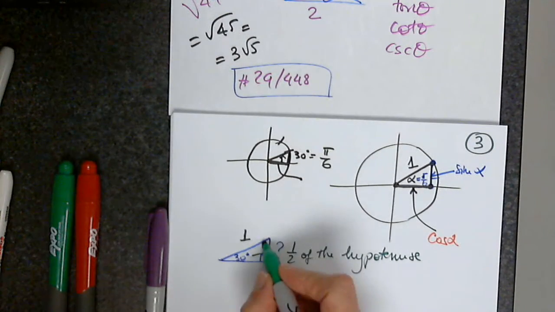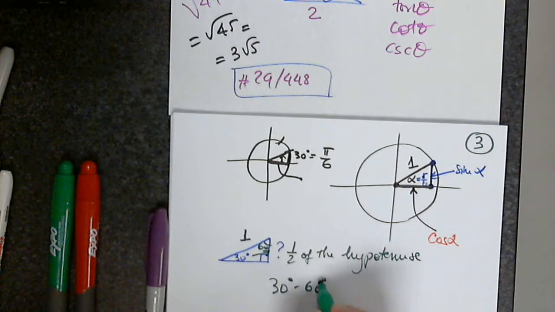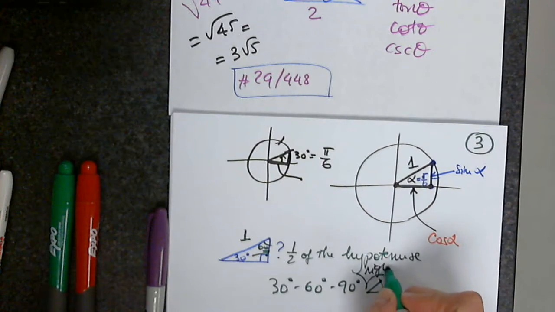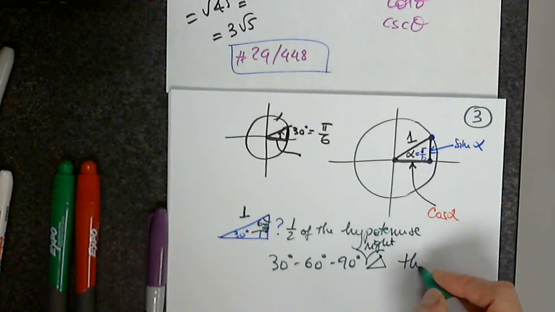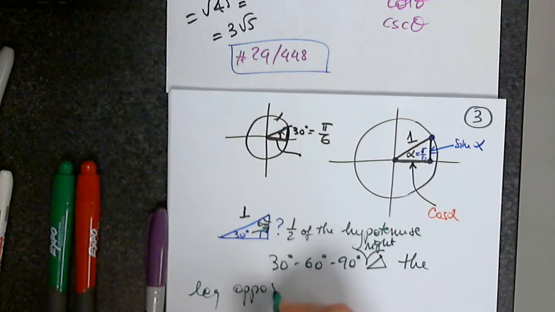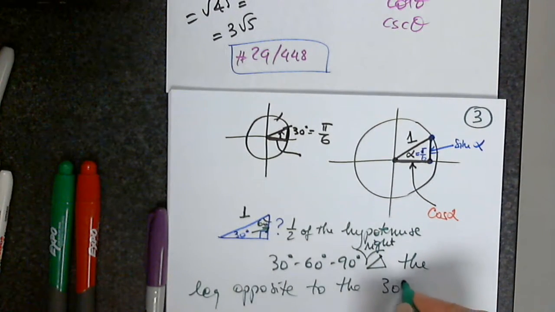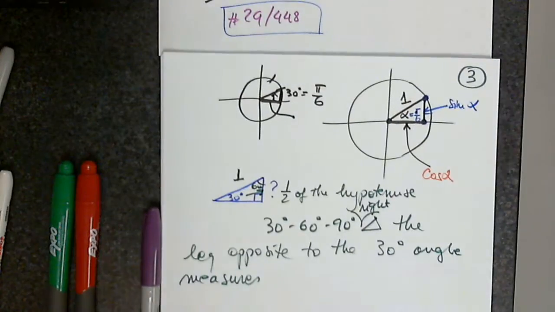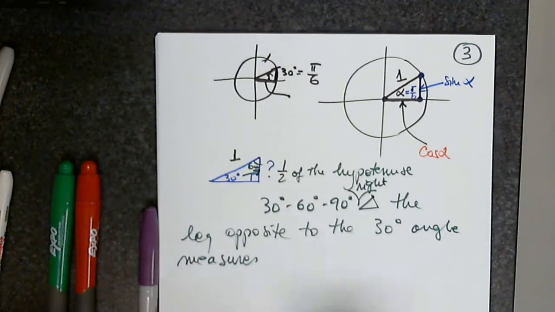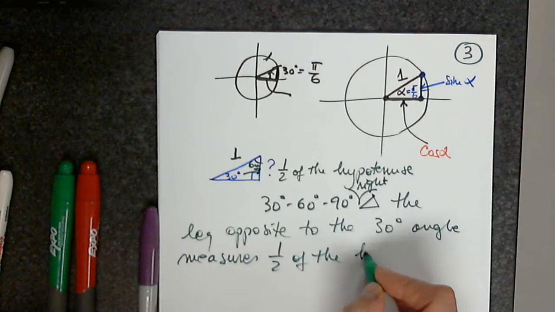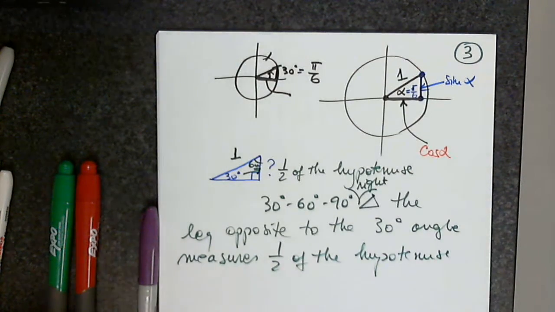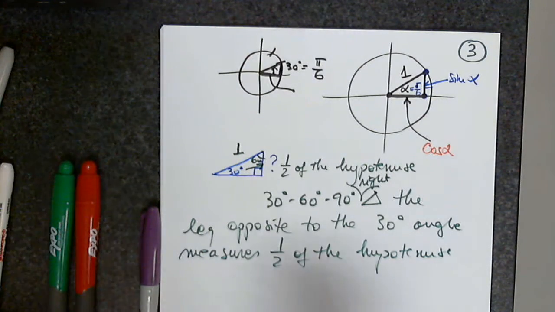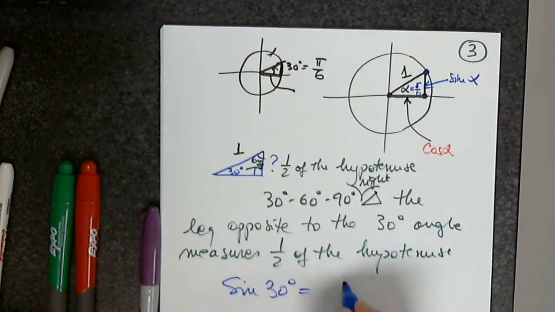Only in a 30, 60, 90 degree right triangle, the leg opposite to the 30-degree angle always measures half of the hypotenuse. If that's the case, how much is sine 30 forever? Exactly, 1/2.